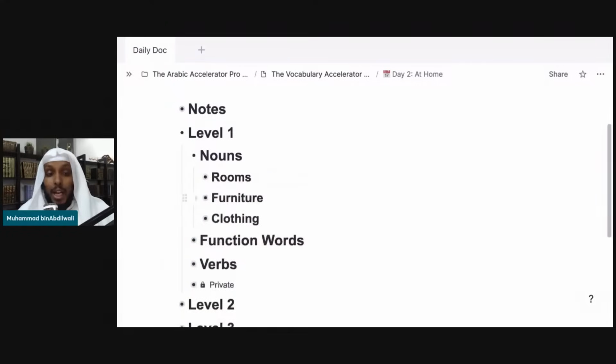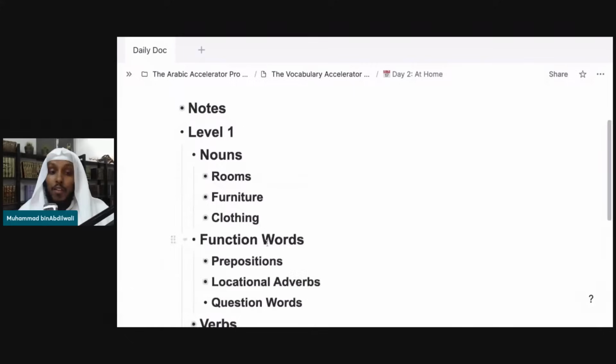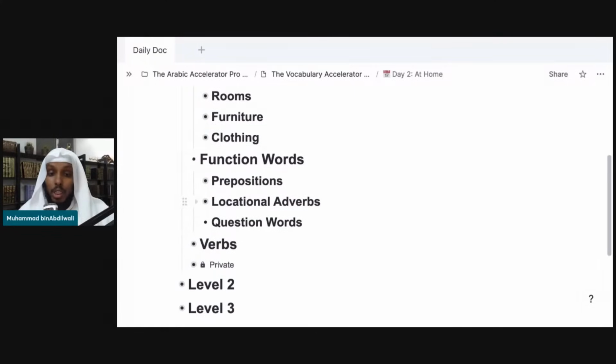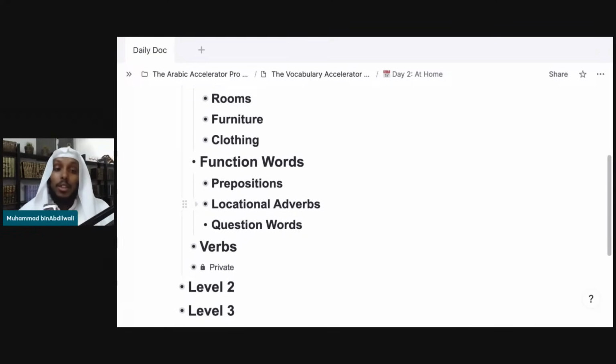For function words, we have prepositions and locational adverbs. Now, these are almost the same thing. They just talk about where something is. But there's a distinction to be made in Arabic between huruf al-jar and zarf al-makan, which is something more technical. We don't talk about that right now. Basically, these are words to say where something is. And I thought this is very useful to take in today's theme, because in your house, you can have rooms in different places. You can have furniture in different places.